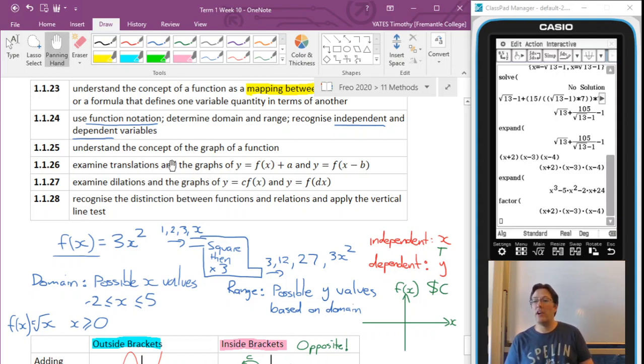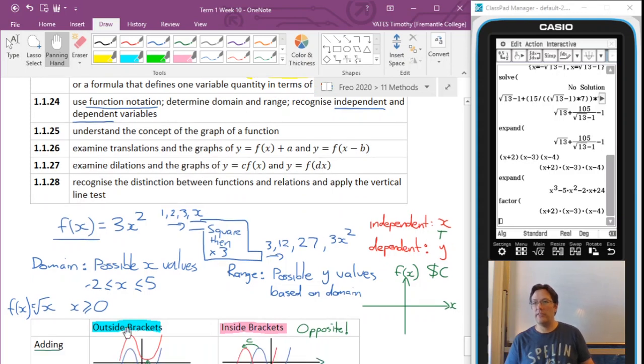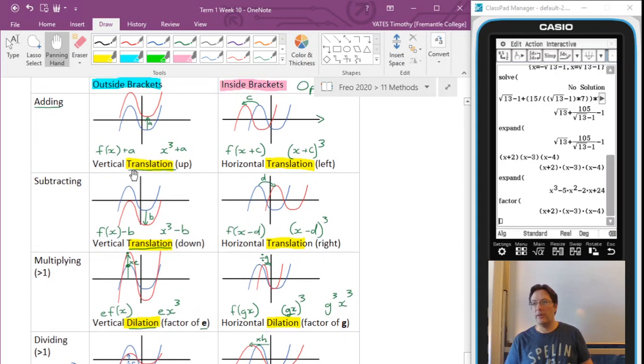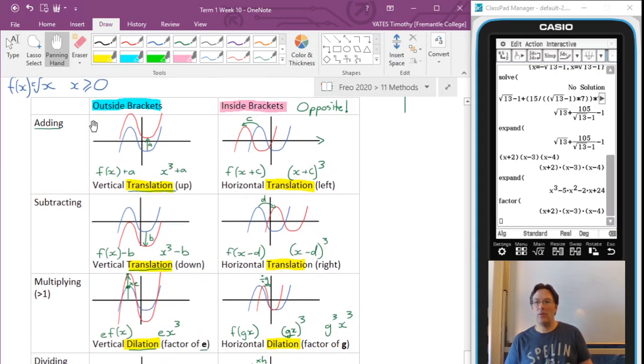Now we've got our translations, and I've just put this in here because this is basically what we need to know. We did this in a previous lesson, but basically when we add outside our brackets, we move up or down. So that's f of x plus a, or x cubed plus a as an example. That's just moving up and down. Or f of x take b, that moves down. If we do it inside the brackets, we do a horizontal translation, left and right. When we add inside the brackets, we move left. When we subtract inside the brackets, we move right.